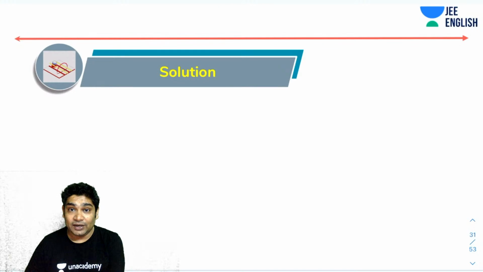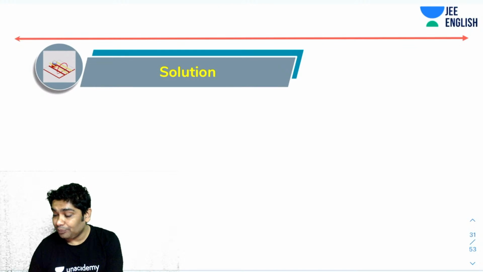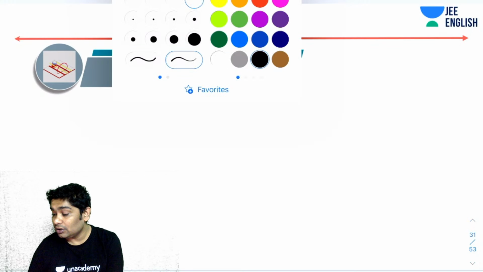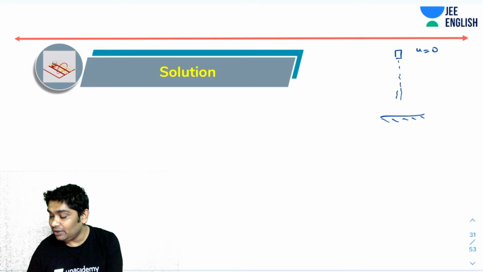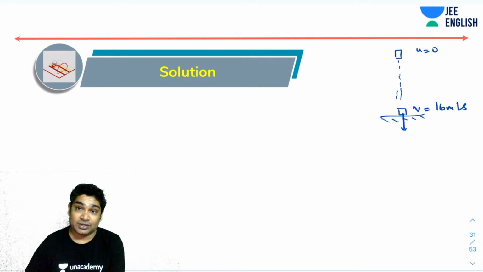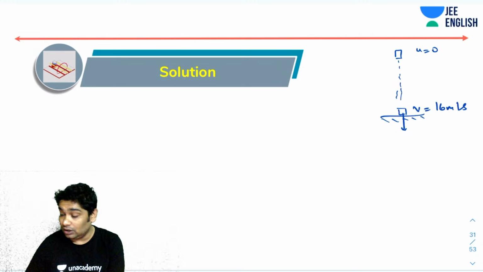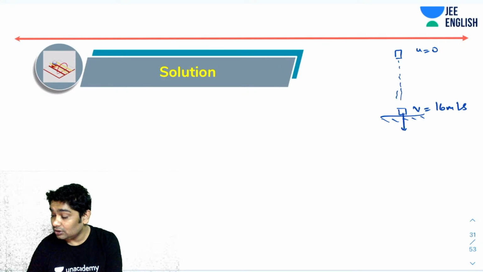Okay, so what have you been told? You've been told that a block, let's imagine the situation, starts from rest, falls vertically through a distance of 20 meters, and is hitting the ground with a velocity of 16 meters per second. So that is the situation that has been told to us.